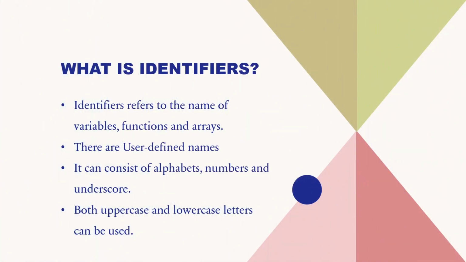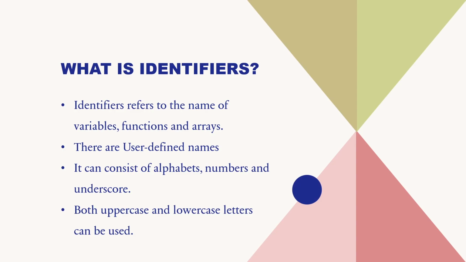What is an identifier? Identifier refers to the name of variables, functions and arrays. So we, being the programmers, have the freedom to name the variable whatever we want. Not only variables, even functions as well as arrays. So if we give that name, it means it is a user defined name.